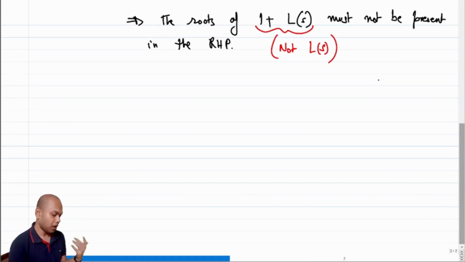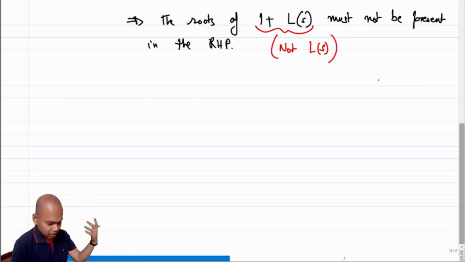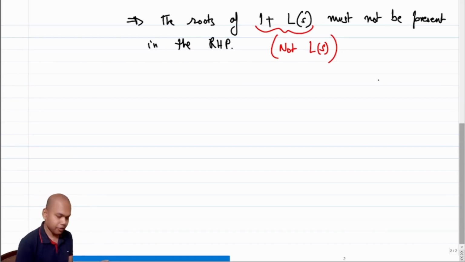So why are we saying this? We are saying this because long time back, Professor Nyquist came up with a very neat way of figuring out if the roots are indeed in the right half plane or not.